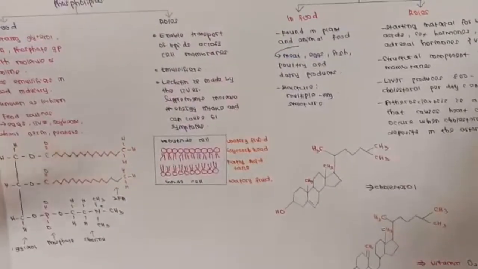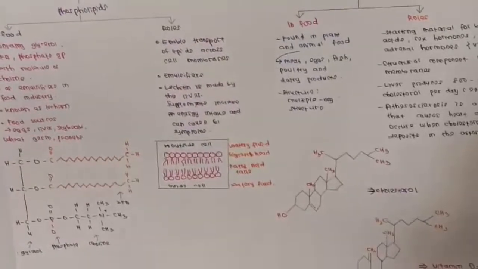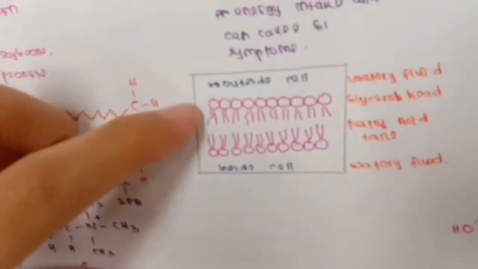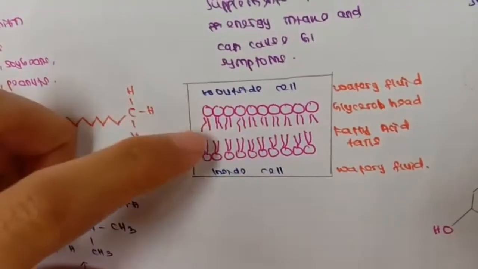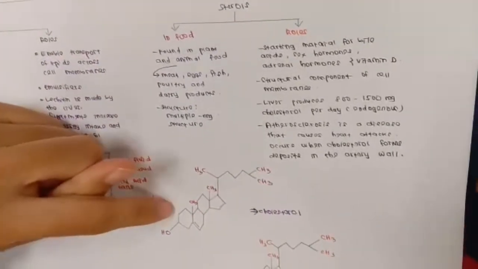For the role of phospholipid, it transports lipids across the cell membranes. This is the structure, where there is a glycerol head, fatty acid tails and watery fluid. Next, for the sterols, the structure is a multiple ring structure like this.